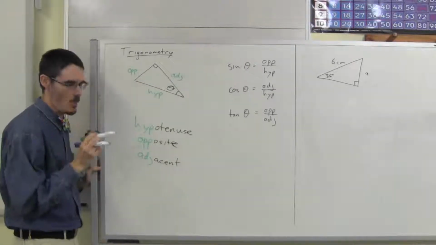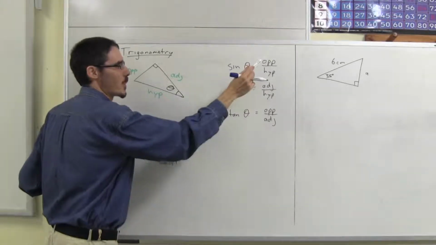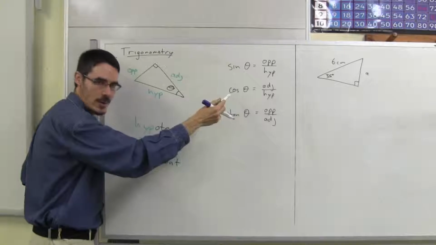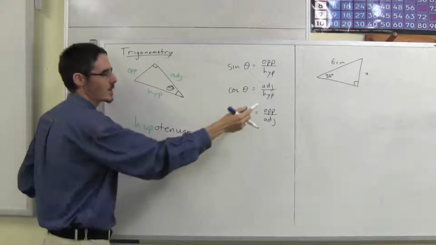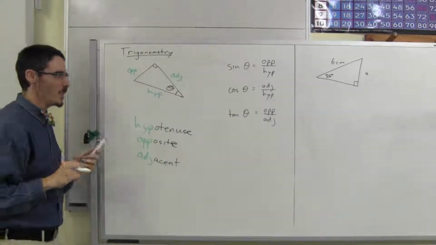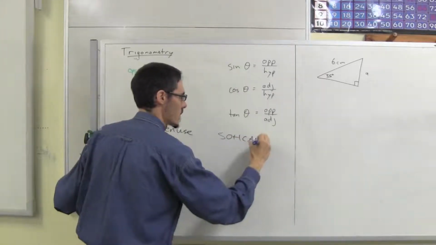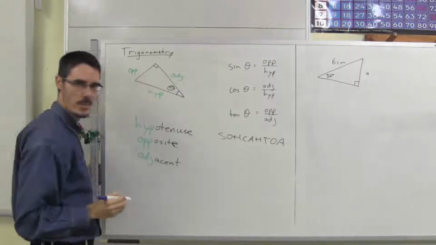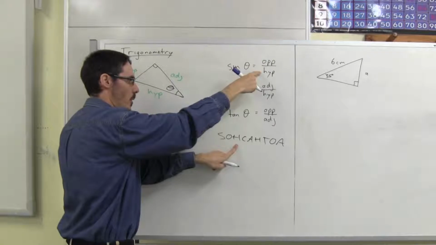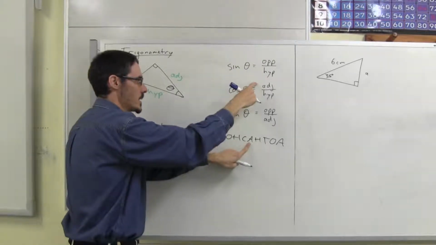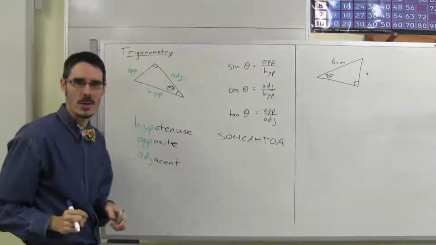You do have to remember these. You have to come up with some way that you can remember sine of theta is opposite on hypotenuse, cosine of theta is adjacent on hypotenuse, and tangent of theta is opposite on adjacent. Many people just remember SOHCAHTOA, which means sine is opposite on hypotenuse, cos is adjacent on hypotenuse, tan is opposite on adjacent. SOHCAHTOA.